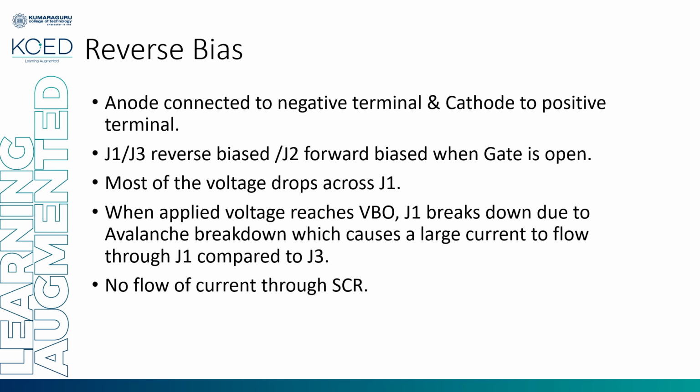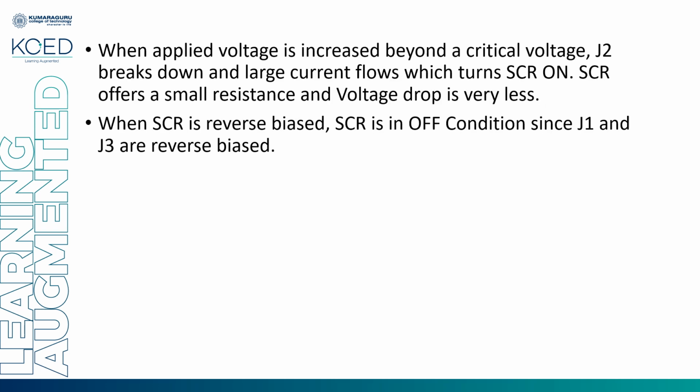So during reverse bias there is no flow of forward current, or no significant current flows through the SCR. And what happens when you increase this voltage beyond a critical level? J2 will break down and a large current flows, which will turn the SCR back into the on state.